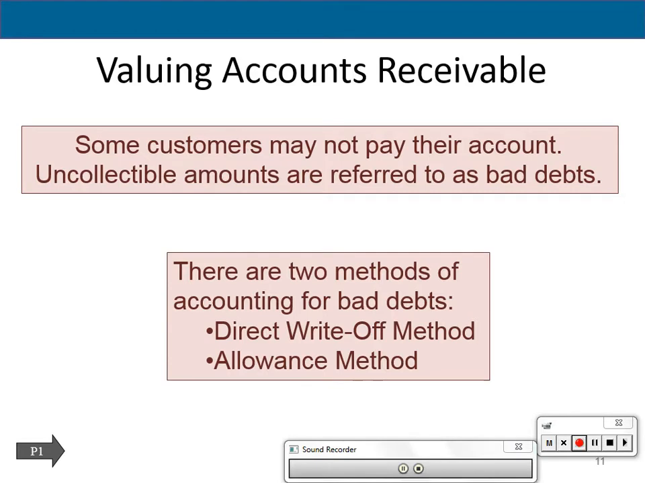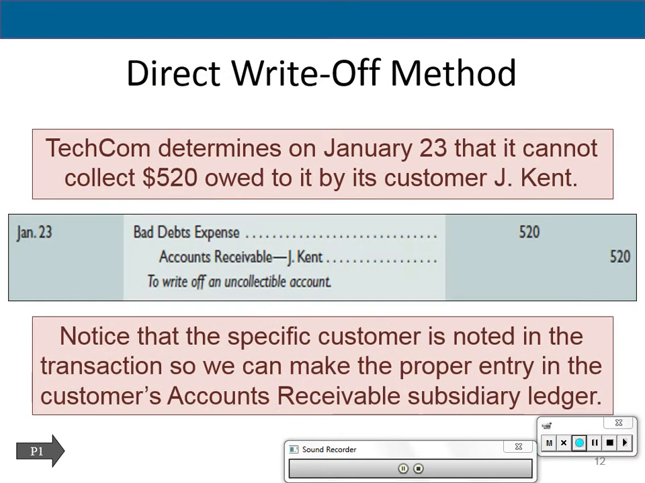So the direct write-off method is the easiest but not the most beneficial when it comes to balancing the books every period. Direct write-off would mean you accept it as a bad debt, so you write it off directly. In this example, they determined on January 23rd that they cannot collect $520 owed by this customer. Since they can't collect it, they're going to debit bad debt expense, and credit accounts receivable and completely get it off the books.